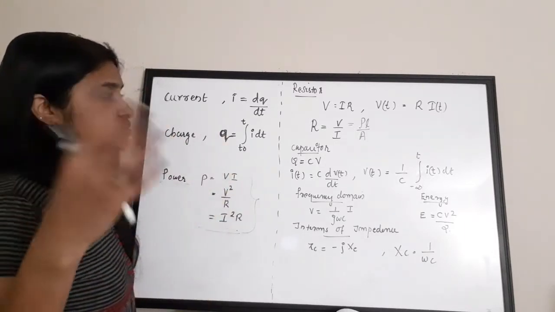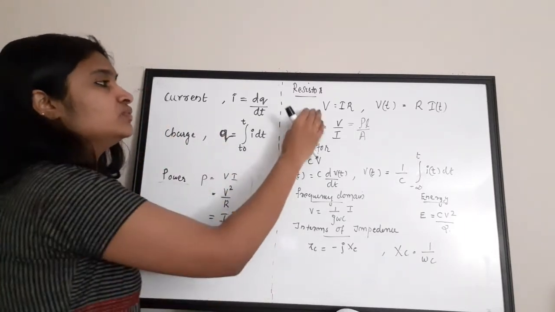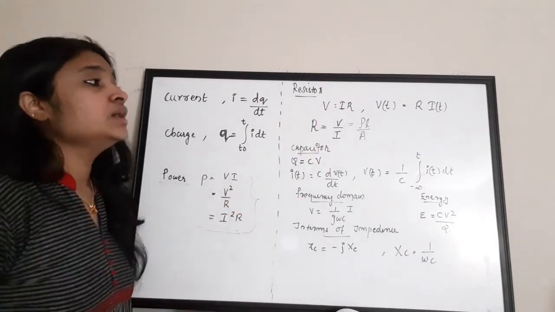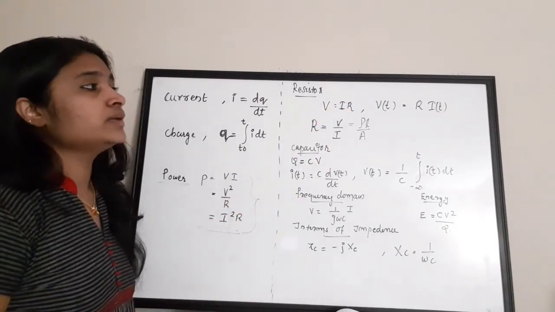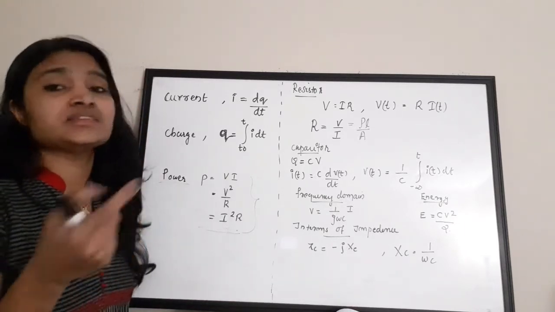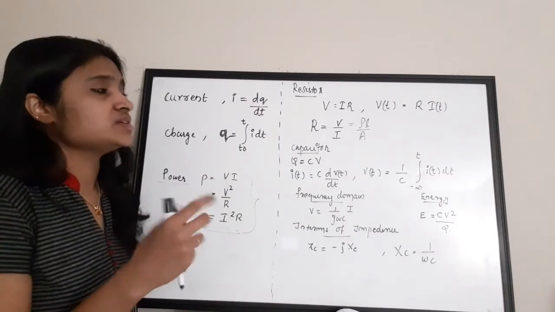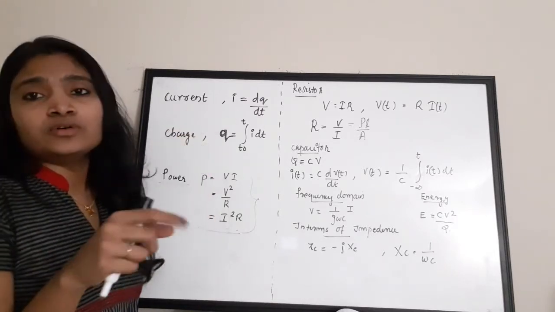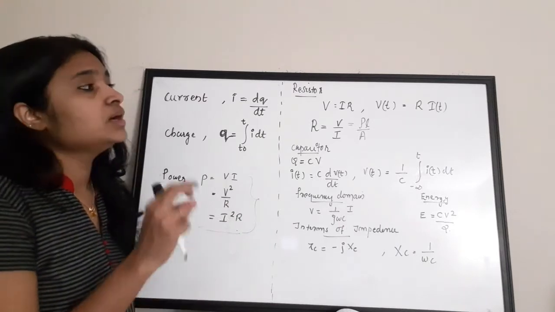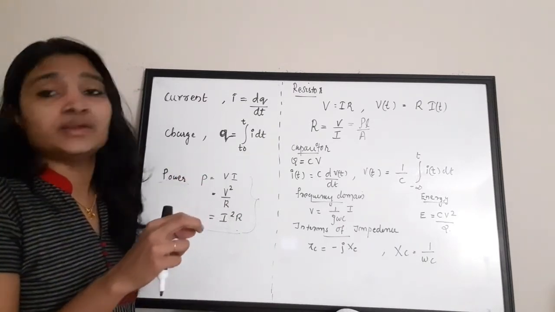Anyway, let us not go into the theory part. We know we only need this equation to find the voltage: V is equal to I into R. Now, in terms of the time domain, or if it is a time varying voltage, then V(t) is equal to R into I(t). R is a constant value, that is the resistance, and the current is also changing with respect to time. So, V(t) is equal to R into I(t).